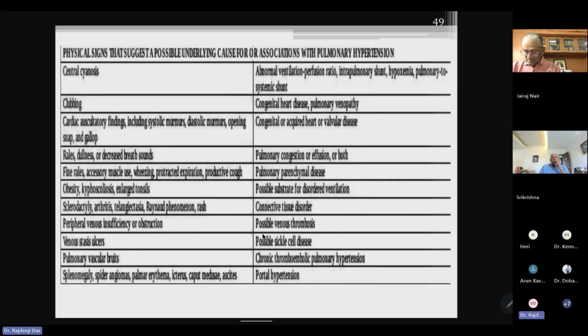Peripheral venous insufficiency, obstruction, or venous stasis ulcer may indicate a possible peripheral vascular disorder or sickle cell disease. Splenomegaly, spider angioma, and palmar erythema can also indicate the cause as portal hypertension.